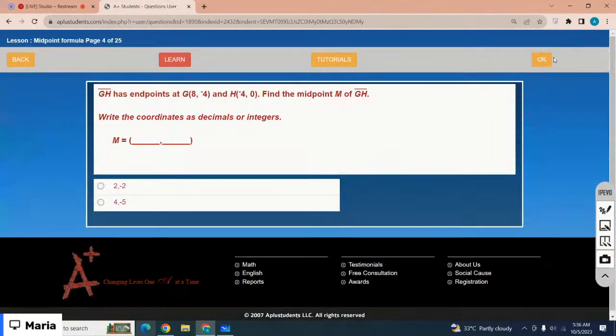Okay, GH has endpoints (8, -4) and (-4, 0). Find the midpoint M of GH. So what is the midpoint? The correct option is 2 and -2, right? Option number 1 is the correct option.